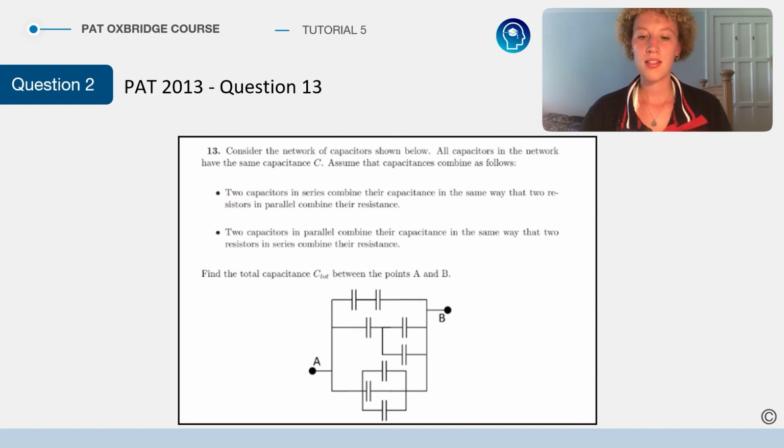So here, two capacitors in series combine their capacitance the same way that two resistors in parallel combine their resistance, and two capacitors in parallel combine their capacitance in the same way that two resistors in series combine their resistance. And they ask you to find the total capacitance, C total, between the points A and B. So here they're just testing to see how well you apply new concepts to unfamiliar situations.